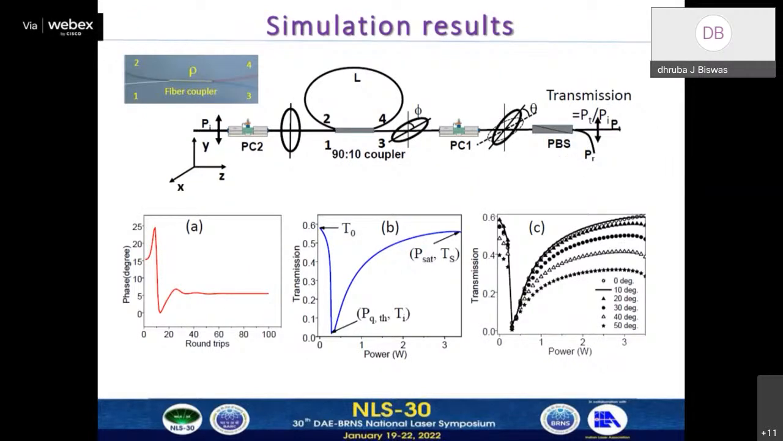So now, to understand how the fiber optic ring resonator is acting as a saturable absorber, we have made a simulation. Here, this is the fiber coupler. One of the output ports of the fiber coupler is spliced with one of the input ports of it. So this is connected. This is how we make a fiber optic ring resonator, like shown here.